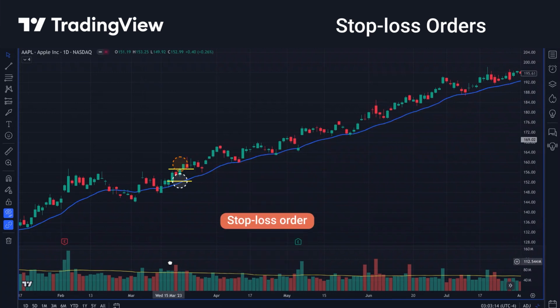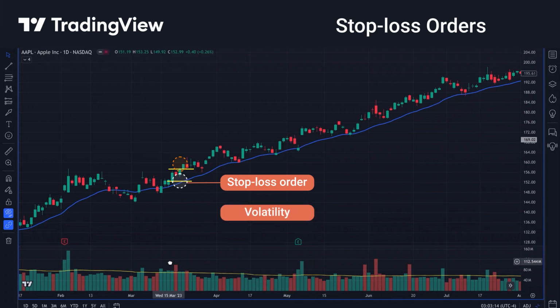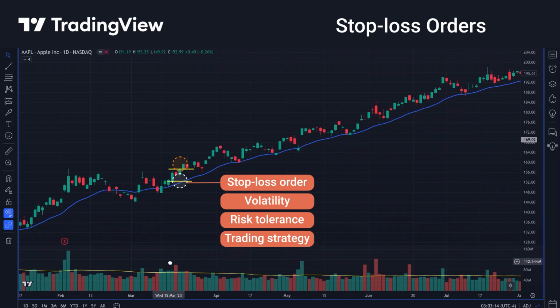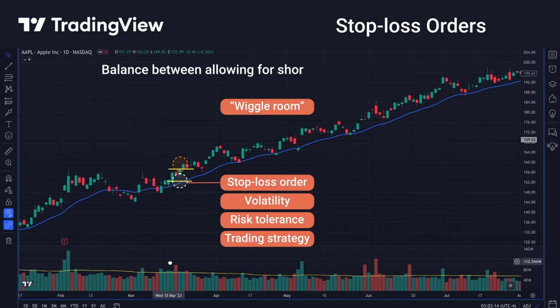The exact distance you place your stop loss order from the support or resistance level depends on factors such as the asset's volatility, your personal risk tolerance, and your overall trading strategy. But as a general rule, when setting your stop below a support level, you want to make sure you give the price a bit of wiggle room to allow for natural market movements without stopping out of a trade too soon. However, it's also crucial not to place your stop loss order too far below a support level. Doing so can lead to larger losses if the trade goes against you. The key is to strike an ideal balance between allowing for short-term market fluctuations and protecting your capital.